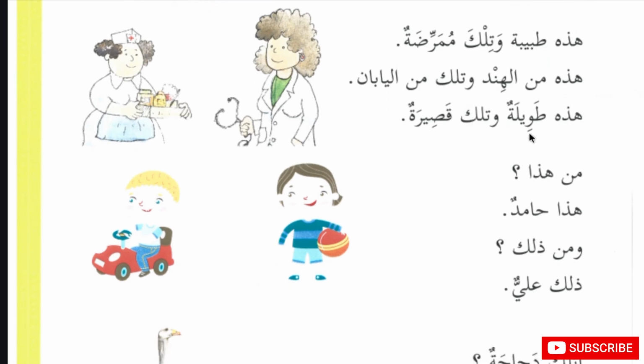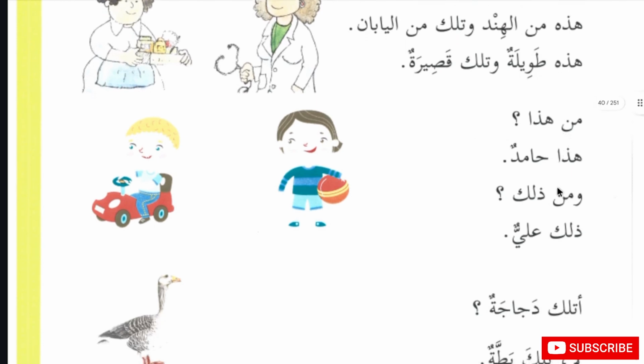هذه طويلة. She is tall, or that is tall. وتلك قصيرة, and that is short, or she is short. I assume that they're talking about objects that are farther away, so this is shorter. So this is closer, and that's farther away.